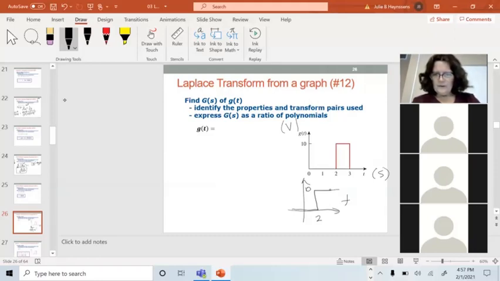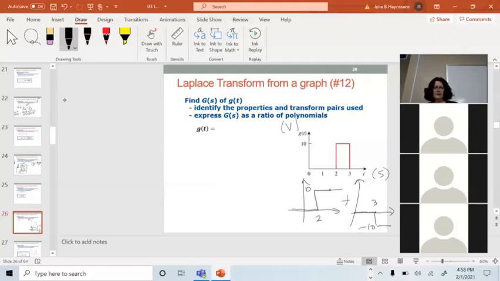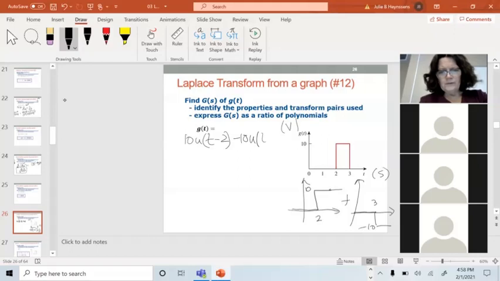Plus something that suddenly goes to minus 10 at time t equals 3. If I add those two functions together, I will get what I have there. So my g of t looks like 10 u of t minus 2, minus 10 u of t minus 3. So that will give me a 10 volt pulse for 1 second.